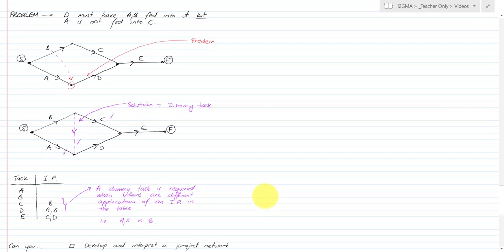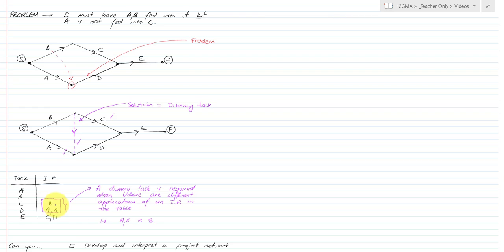A dummy task is required where there are different applications of an immediate predecessor in the table. So where you can see that B is required to precede two things, but in one of those things, something else is also required. Or maybe in both of those things, something else is also required, but it's two different something elses. That's really it for dummy tasks.